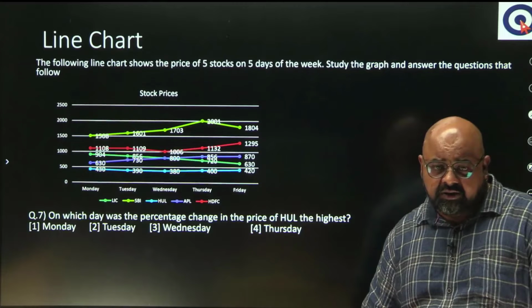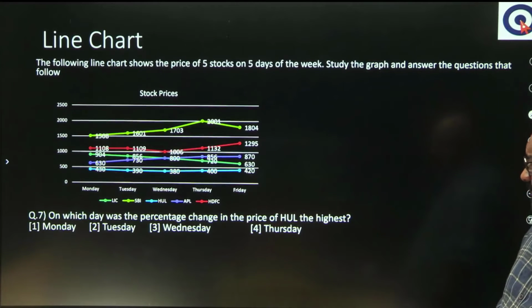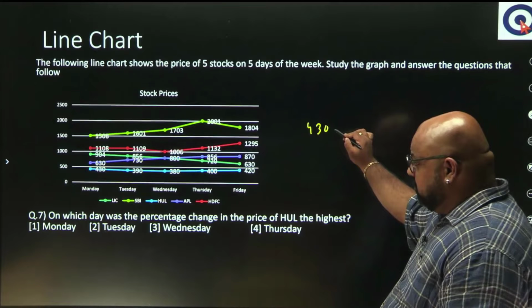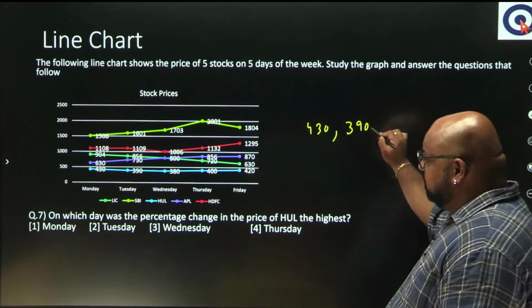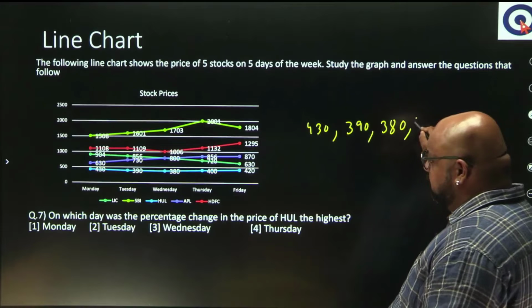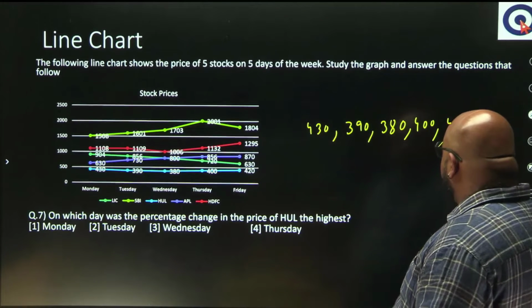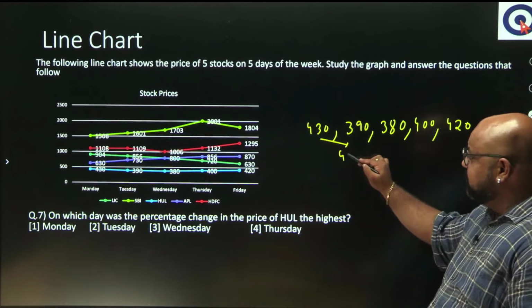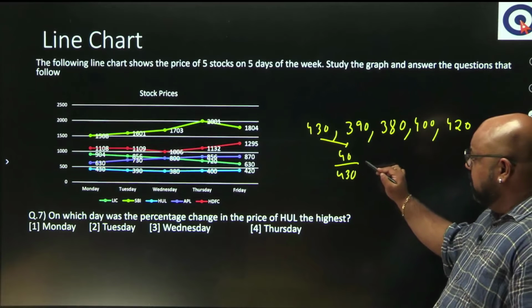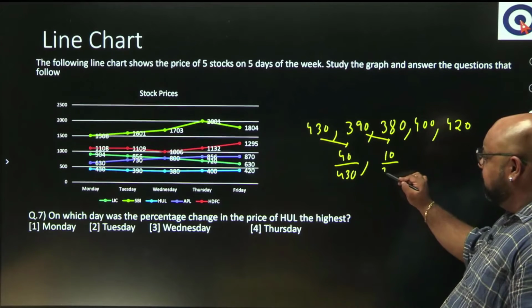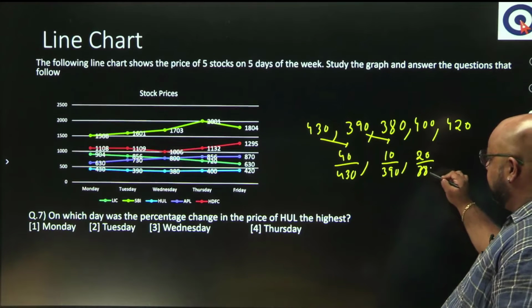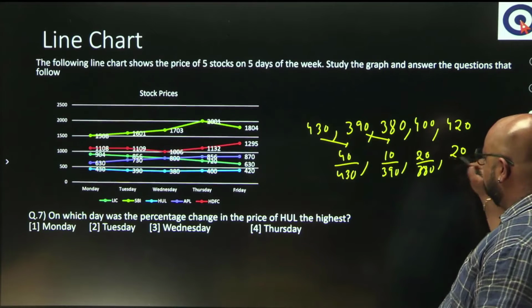Next, on which day was the percentage change in the price of HUL the highest? So let's just draw the HUL prices. They are 430, 390, 380, 400, 420. These are the prices. Now on the first day, the change is 40 upon 430. On the next day, the change is 10 upon 390. On the day after that, the change is 20 upon 380. The day after that, the change is 20 upon 400.